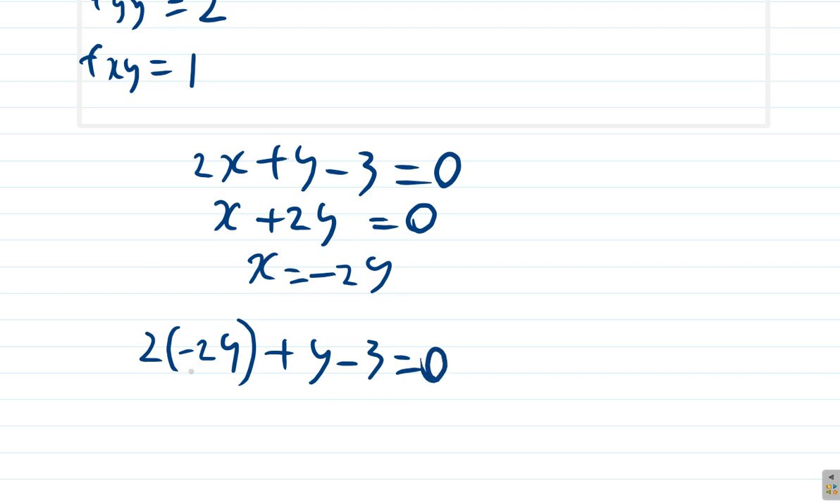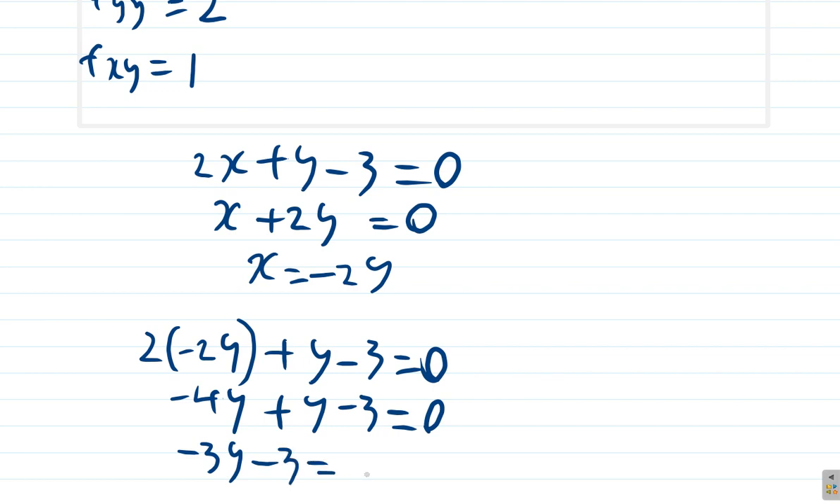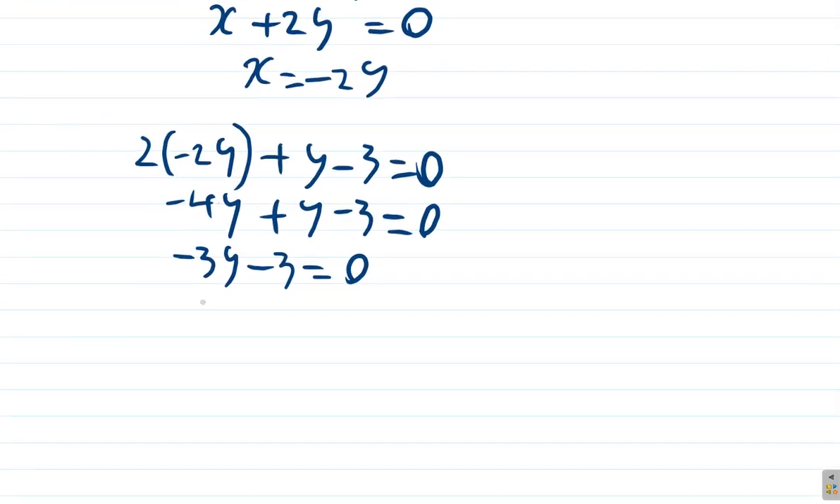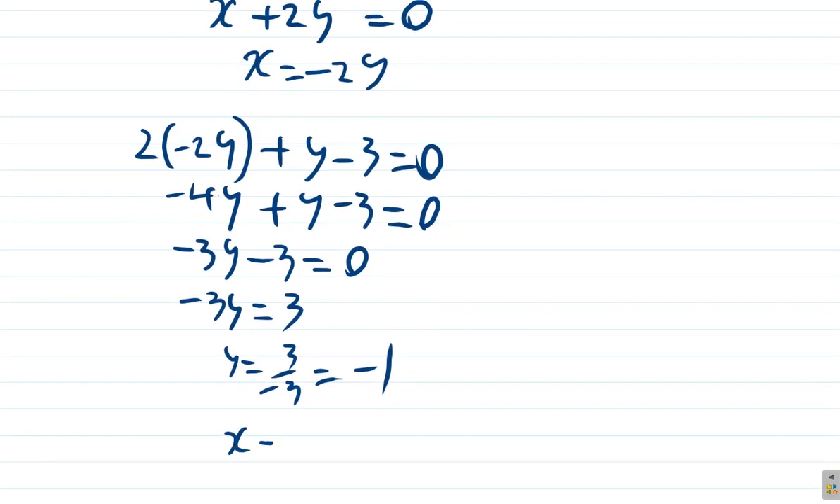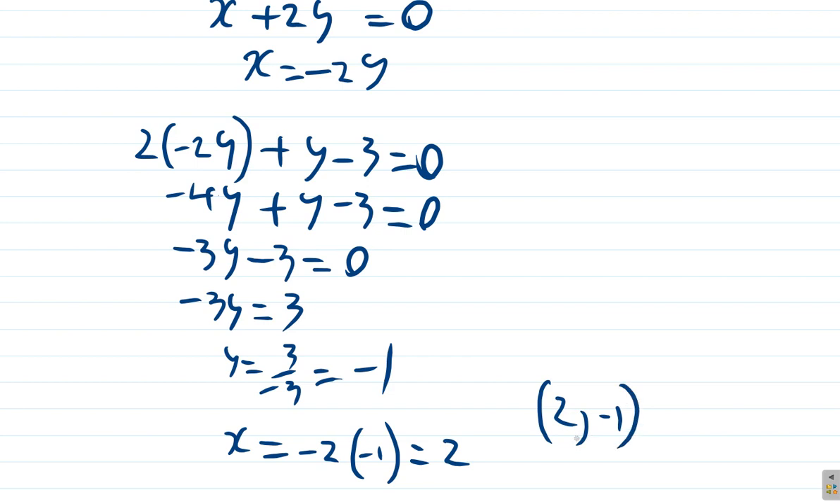See that? 2 times −2 is −4. So −4y + y − 3 is 0. −4y + y is −3y. −3y − 3 is equal to 0. Now that means −3y is equal to 3. So y is 3 over −3, which is −1. Now when y is −1, we could substitute it where we have x equal to −2y. So x is −2 times −1, which is 2. So the coordinates of the critical point are x equal to 2, y equal to −1. Alright? (2, −1).